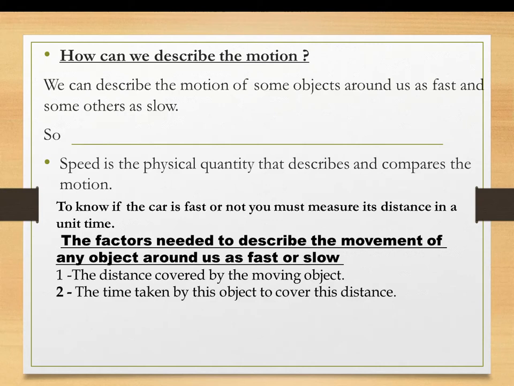So the factors needed to know the speed or the movement, fast or slow, are: distance covered by the moving object, and time taken by the moving object. So we have here a complete question: what are the factors that are used to measure speed? We must write distance covered by the moving object, time taken by the moving object.